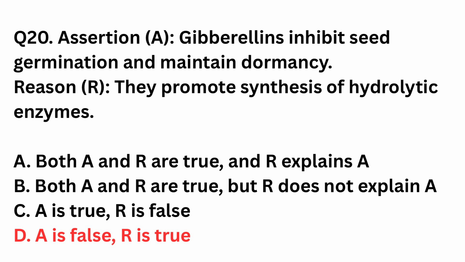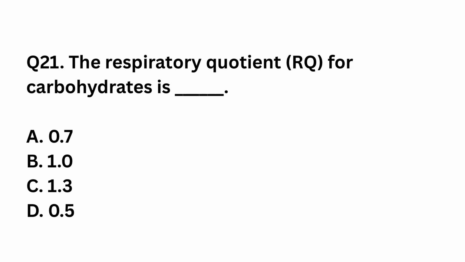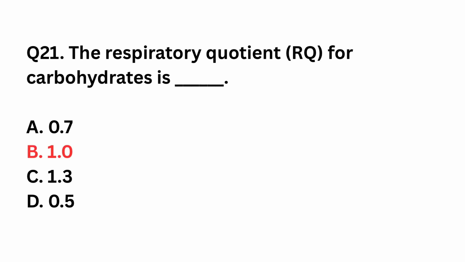Gibberellins actually promote germination by breaking dormancy. However, they do stimulate hydrolytic enzymes like amylase. Question number 21. The respiratory quotient for carbohydrates is dash: 0.7, 1, 1.3, 0.5. The right answer is option B, 1. Respiratory quotient is equal to carbon dioxide released divided by oxygen consumed. For carbohydrates, this ratio equals 1 because both values are equal.